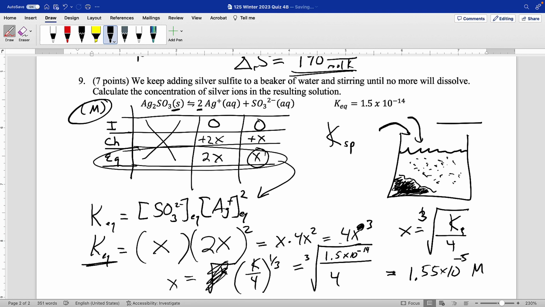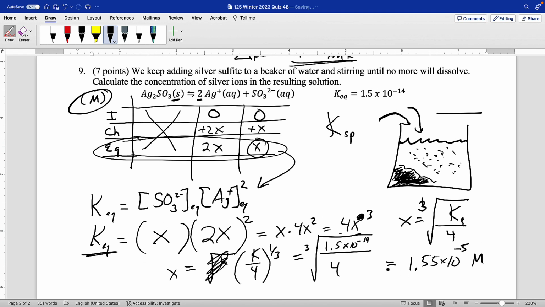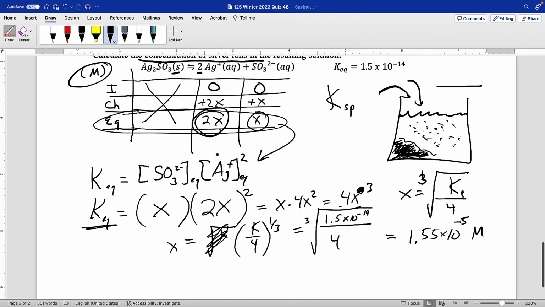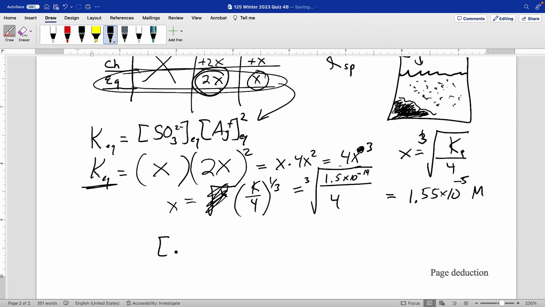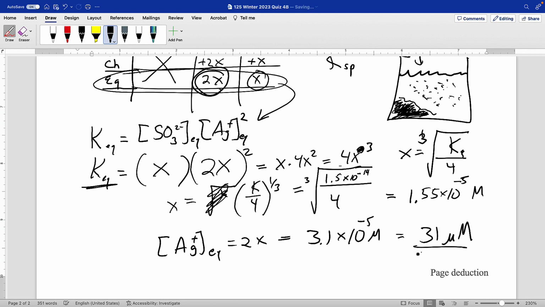We're not quite done yet. We have to be careful. We have to look at what the question asks. The question asks, what's the concentration of silver ion? And the concentration of silver ion isn't x, it's 2x. So we've got to multiply our answer by 2. So we end up with the concentration of silver ion at equilibrium is equal to 2x, and that's equal to 3.1 times 10 to the negative 5th molar, or we could say, if we wanted to, that's 31 micromolar or something like that. Anything like that is fine.